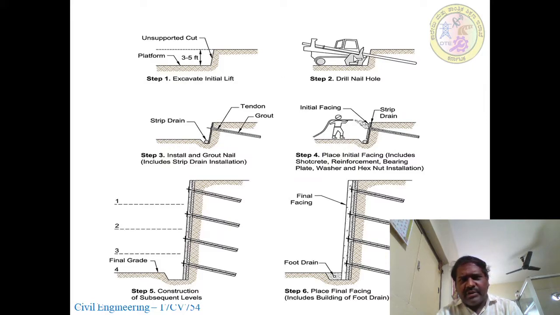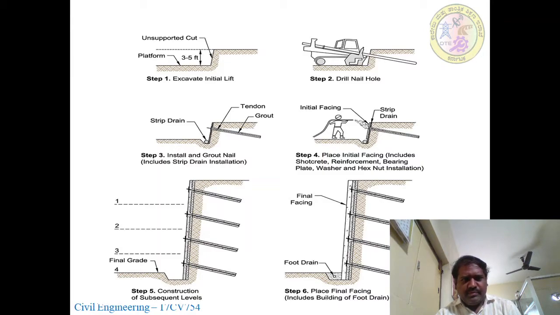And in the second one, we have to drill nail holes by a drilling machine. We have big equipment here, and that equipment will drill through the soil mass, the weakened soil mass. In the third step, we provide a drain here. In the holes we drilled in the second step, we install and grout the nail, including strip drain installation, tendons and grout. The tendon is inserted, and there will be grout in the soil mass. This total is the soil mass, and one strip drain will be provided.